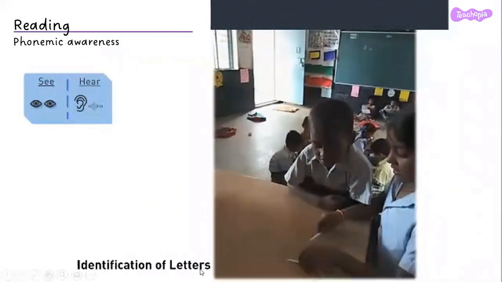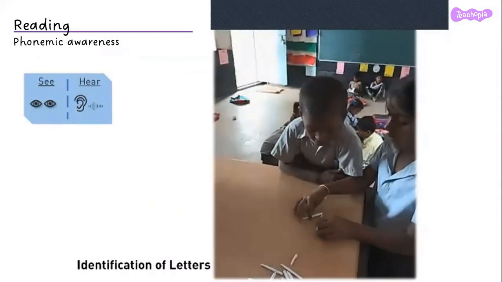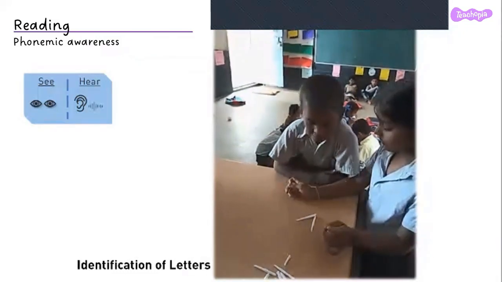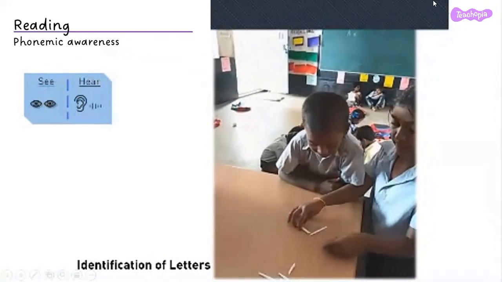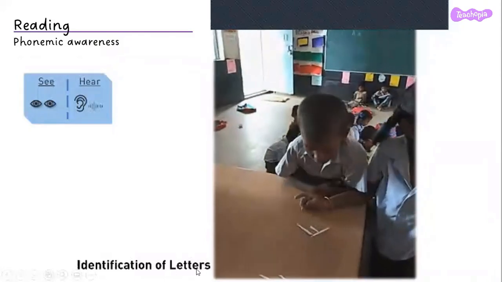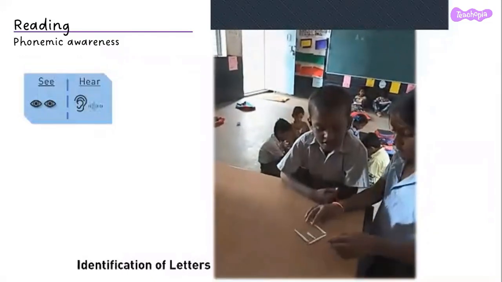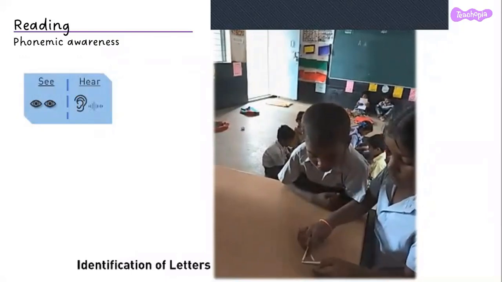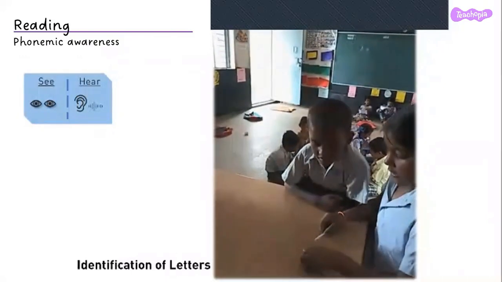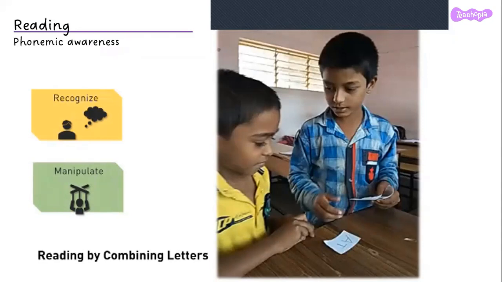This is how a learner gains the skill to identify the letters by first looking at the symbol. Keeping this in our mind, let us watch the video again. Let us see one more video now.